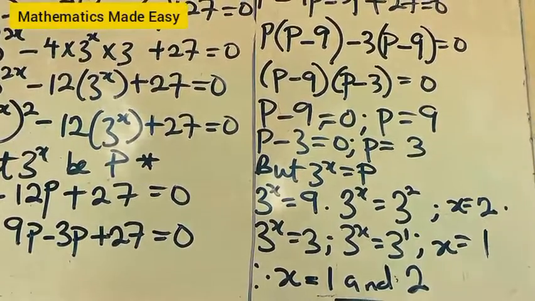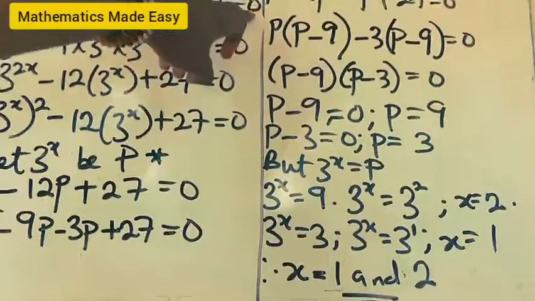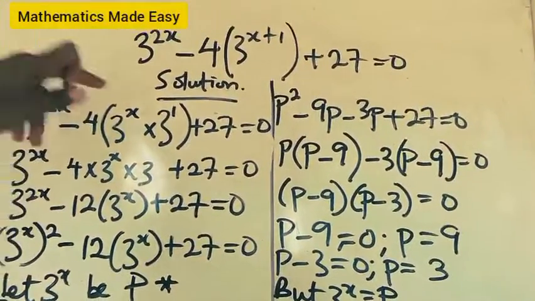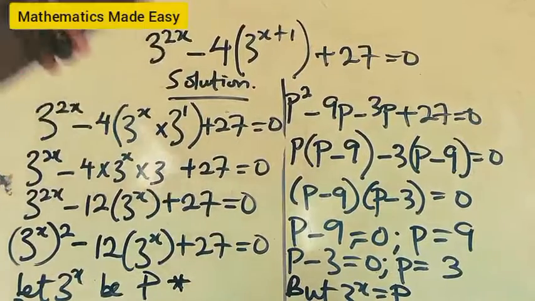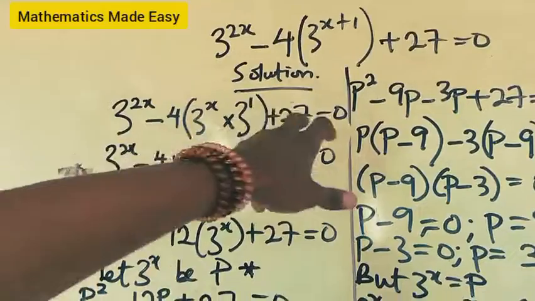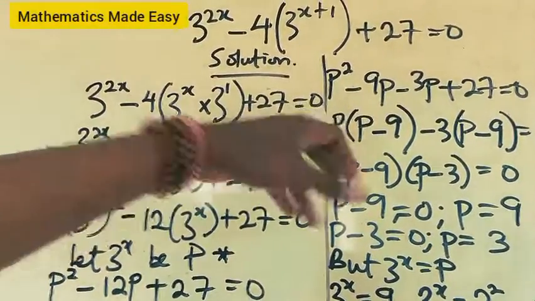So if you put 1 here and you put 1 here, you are going to get 0. And if you put 2 here and you put 2 here, you will definitely get 0. As I said before, if you put 1 here and sum everything, you apply all the formulas, you will definitely get 0.